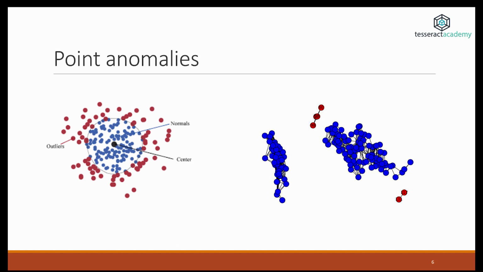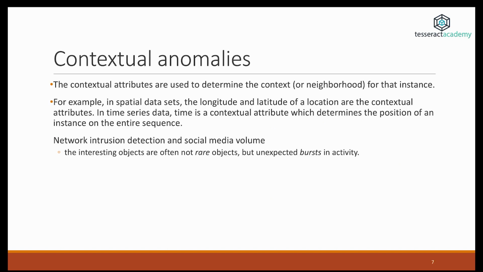This is a visual example of point anomalies. So you can have, for example, a center and some outliers at the periphery, or you can have groups of data, as you can see on the right-hand side, and you can have some points which seem to sit in isolation.